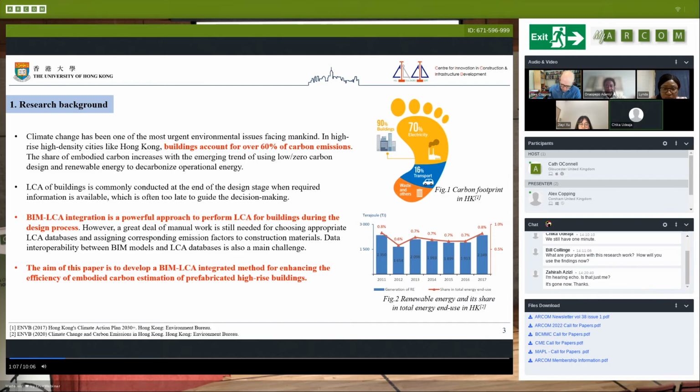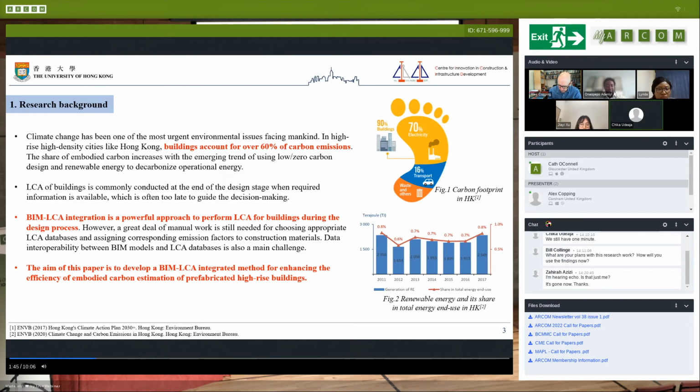Hong Kong has taken actions to increase the generation and use of renewable energy to decarbonize operational energy, as shown in Figure 2. Therefore, the share of embodied carbon increases, showing great potential for carbon reduction during the design stage. However, LCA of buildings is commonly conducted at the end of the design stage, which is often too late to guide the decision-making. Since building information modeling can provide design information, BIM-LCA integration is a powerful approach to perform LCA for buildings during the design process.